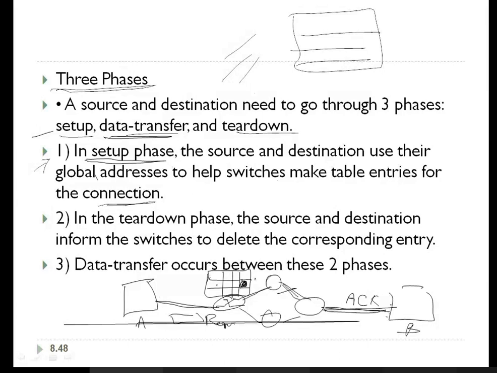And tear down: once the data transmission is done, both parties can agree to disconnect. What happens when there is a tear down? Whatever entries were made in the routing table, all the details will be removed. Once the source and destination decide to tear down the connection, whatever data is stored with respect to that connection will immediately be cleared from the routing table.